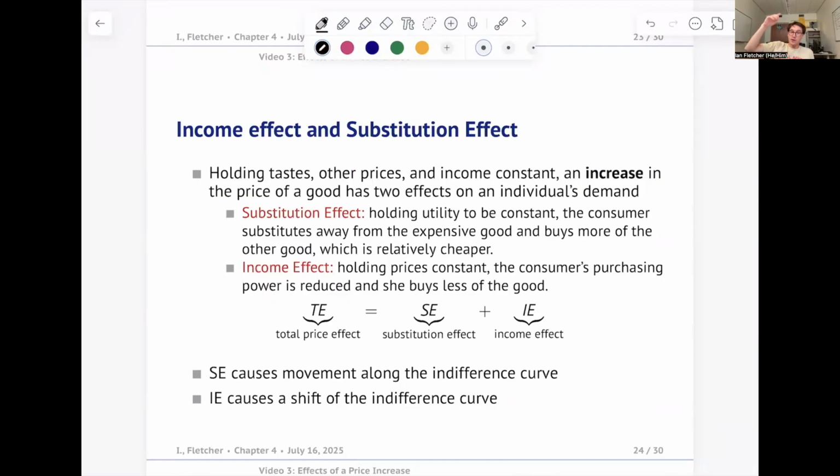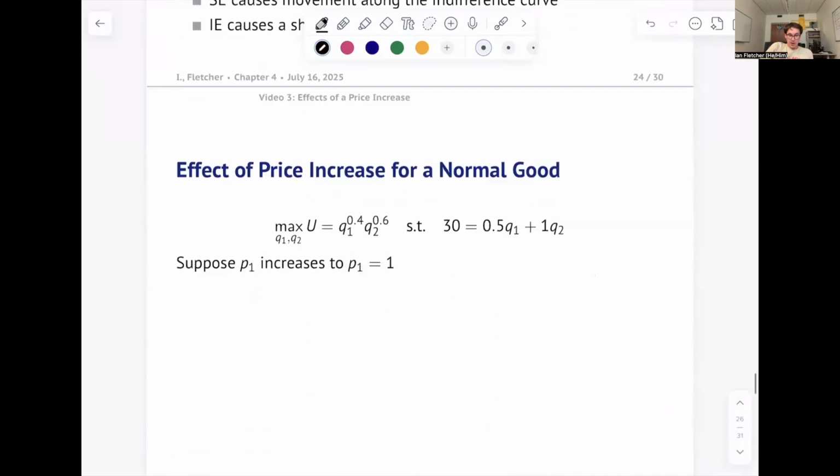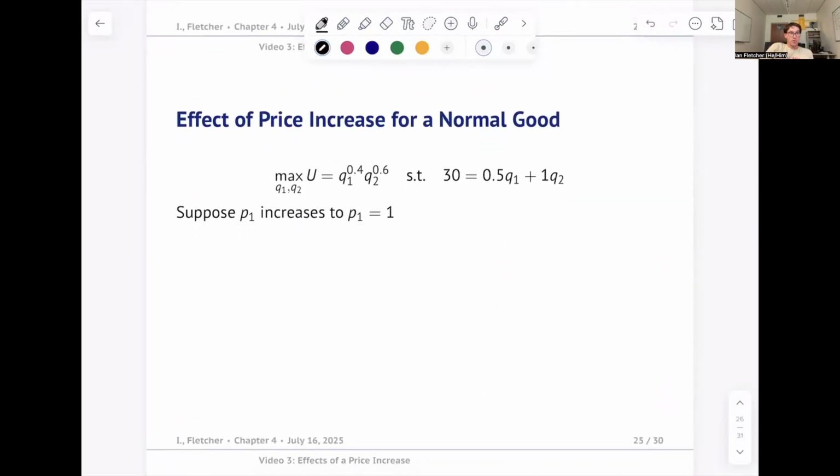A substitution effect causes a movement along the indifference curve, and the income effect causes a shift of the indifference curve because we have less purchasing power. So let's think about the effect of a price increase for a normal good. Suppose that we have this utility function: U equals Q1 to the 0.4, Q2 to the 0.6, subject to 30 equals 0.5 Q1 plus 1 Q2. So let's draw the budget line with our appropriate intercepts.